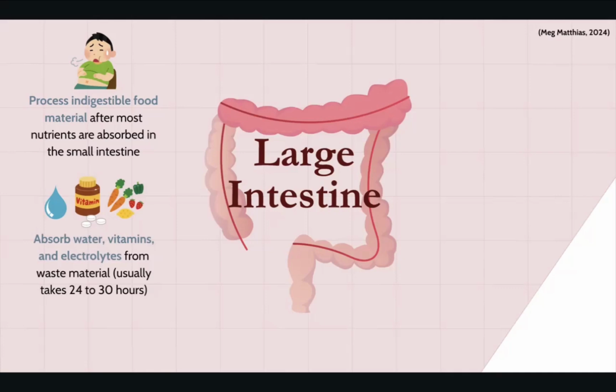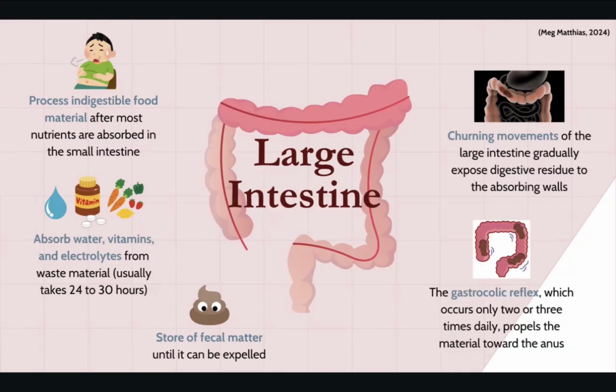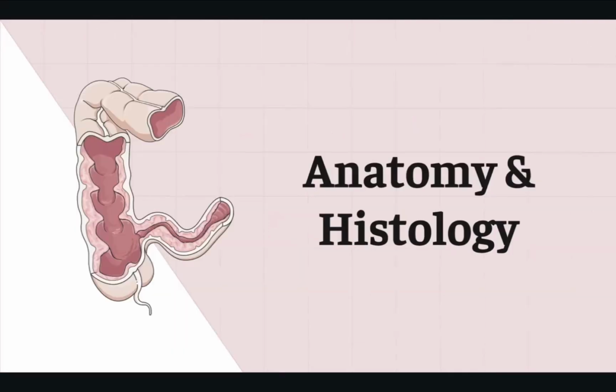Usually, it takes around 24 to 30 hours, and it stores waste matter until it can be expelled. Turning movement of the large intestine gradually exposes digestive residue to the absorbing walls. A progressive and more vigorous type of movement known as the gastrocolic reflex, which occurs only 2 or 3 times daily, propels the material toward the anus. Moving on to anatomy and histology.